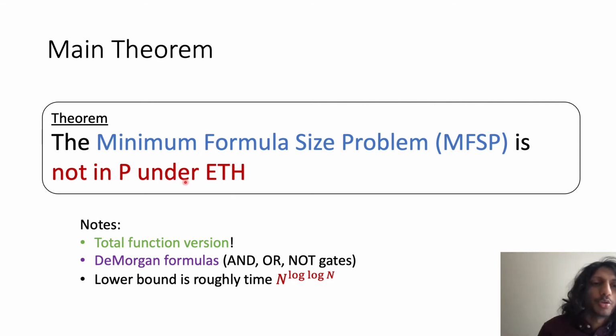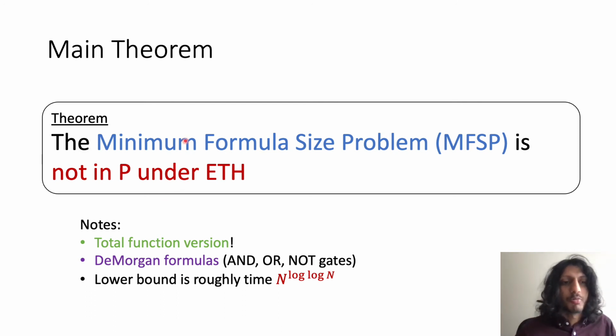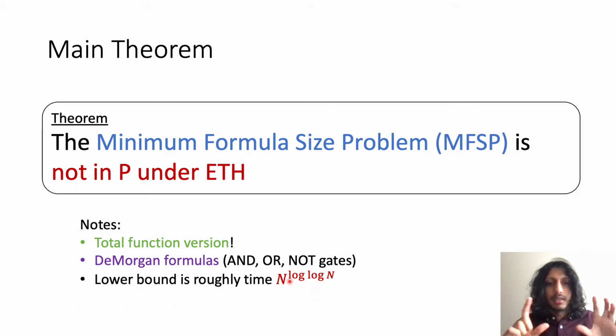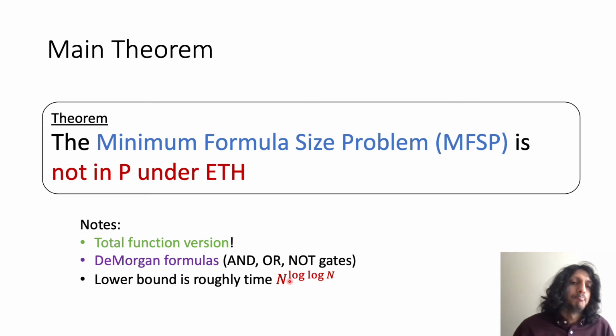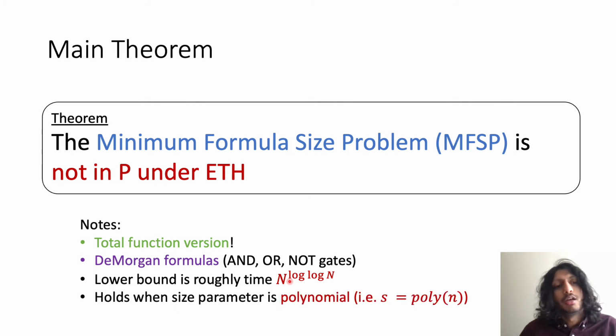Another thing is, you might wonder how not in P this is under ETH, and it's just barely not in P. So the lower bound is about n to the log n. Here, recall that capital N is the length of the truth table, and little n is the number of inputs to the function whose truth table is being given. And finally, I want to mention that this hardness result even holds when the size parameter s is small. It's polynomial in n.